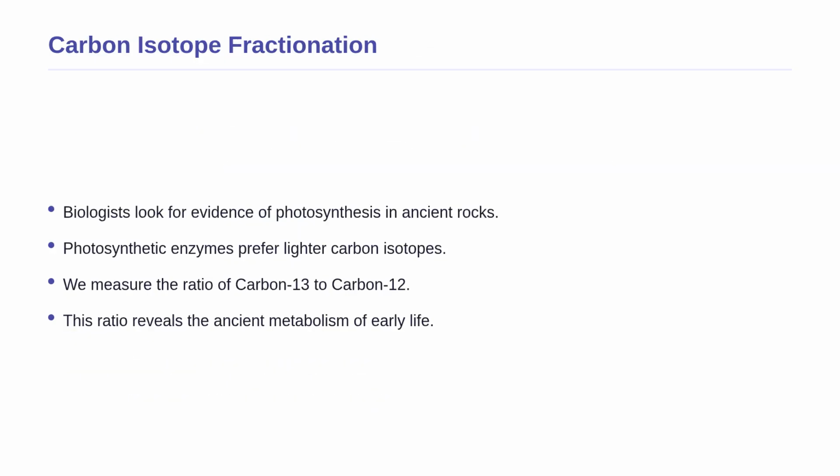Now that we know the chemical equation, how do we actually find evidence of it in the ancient past? Evolutionary biologists do not just look at the equation, they look for physical evidence in ancient rocks using a process called carbon isotope fractionation. Photosynthetic enzymes have a slight preference for lighter carbon isotopes when they build sugars. By measuring the ratio of carbon-13 to carbon-12 in ancient organic matter, scientists can detect the distinct chemical signature left behind by these ancient biological solar panels billions of years ago.